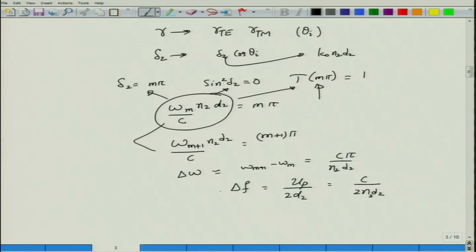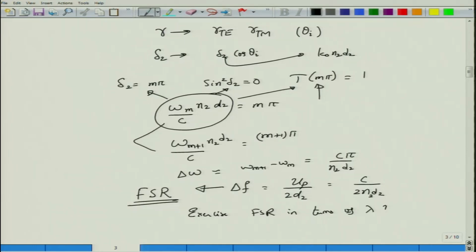And this frequency difference delta f, which tells you how periodic the Fabry-Perot cavity response is in terms of frequency, is called the free spectral range, okay. So this is all about the Fabry-Perot cavity. I will leave as an exercise what to do about FSR in terms of wavelength, okay.